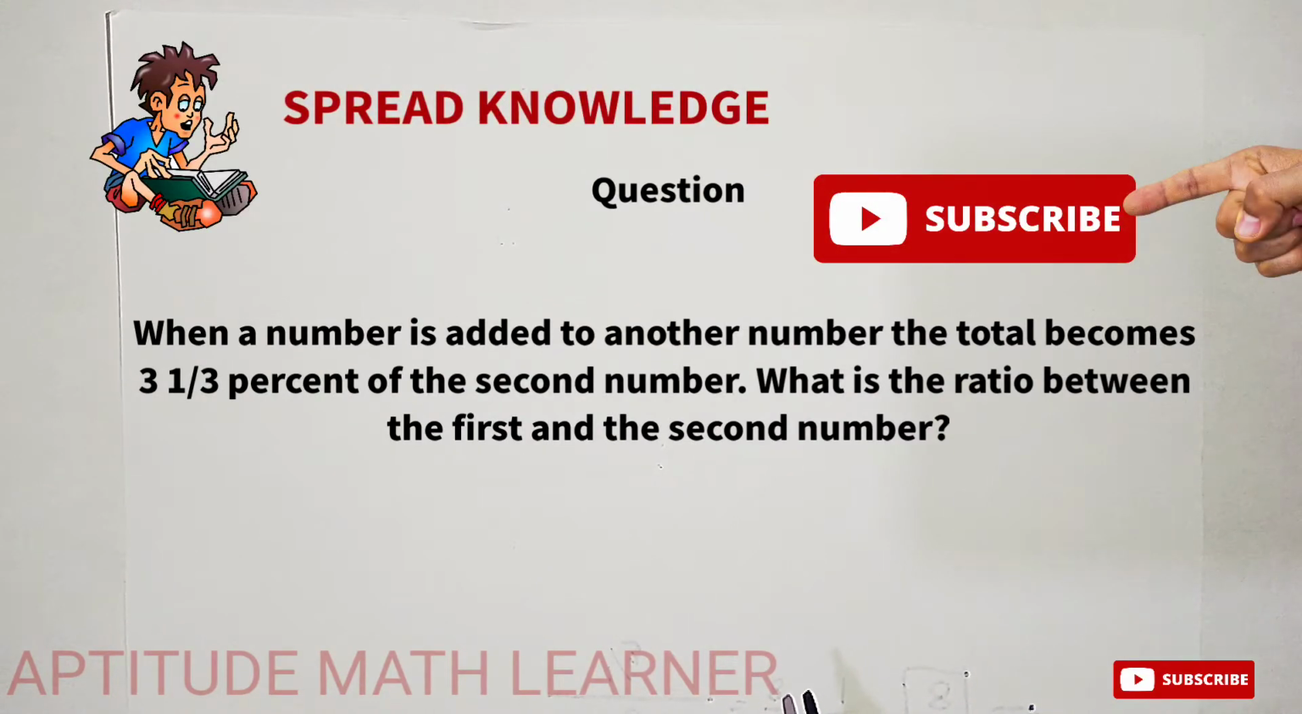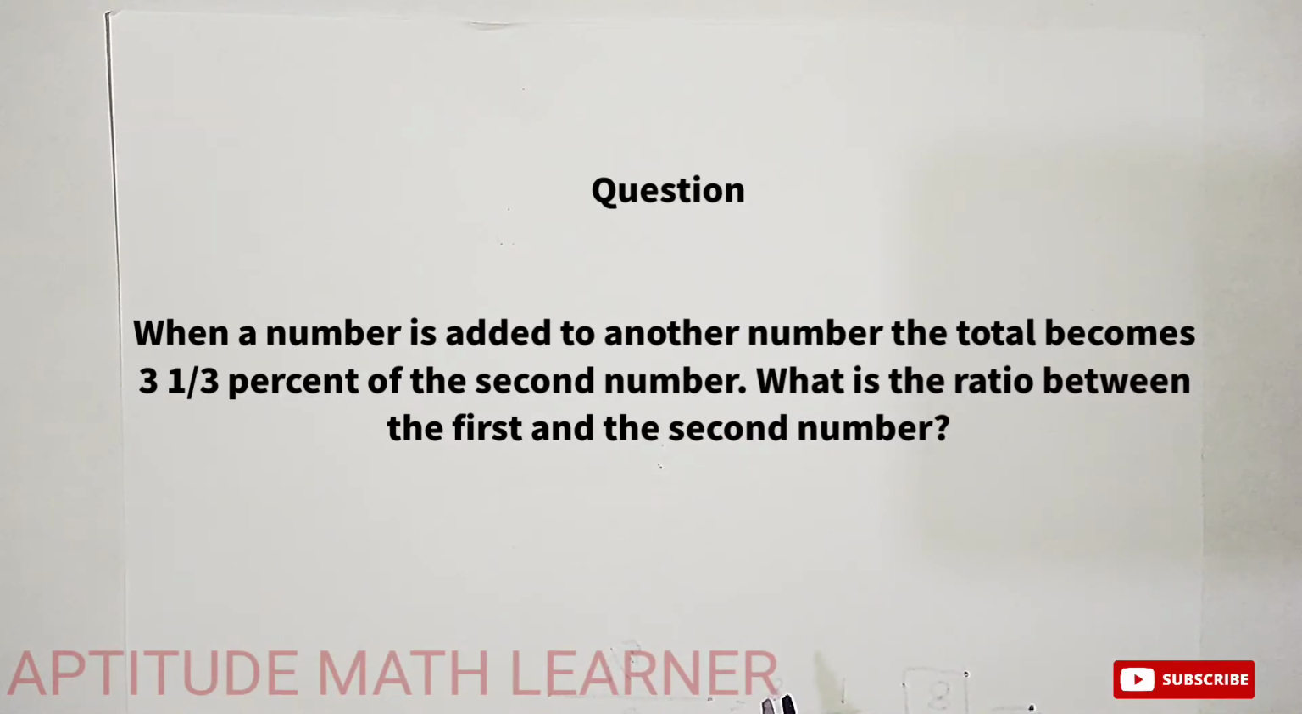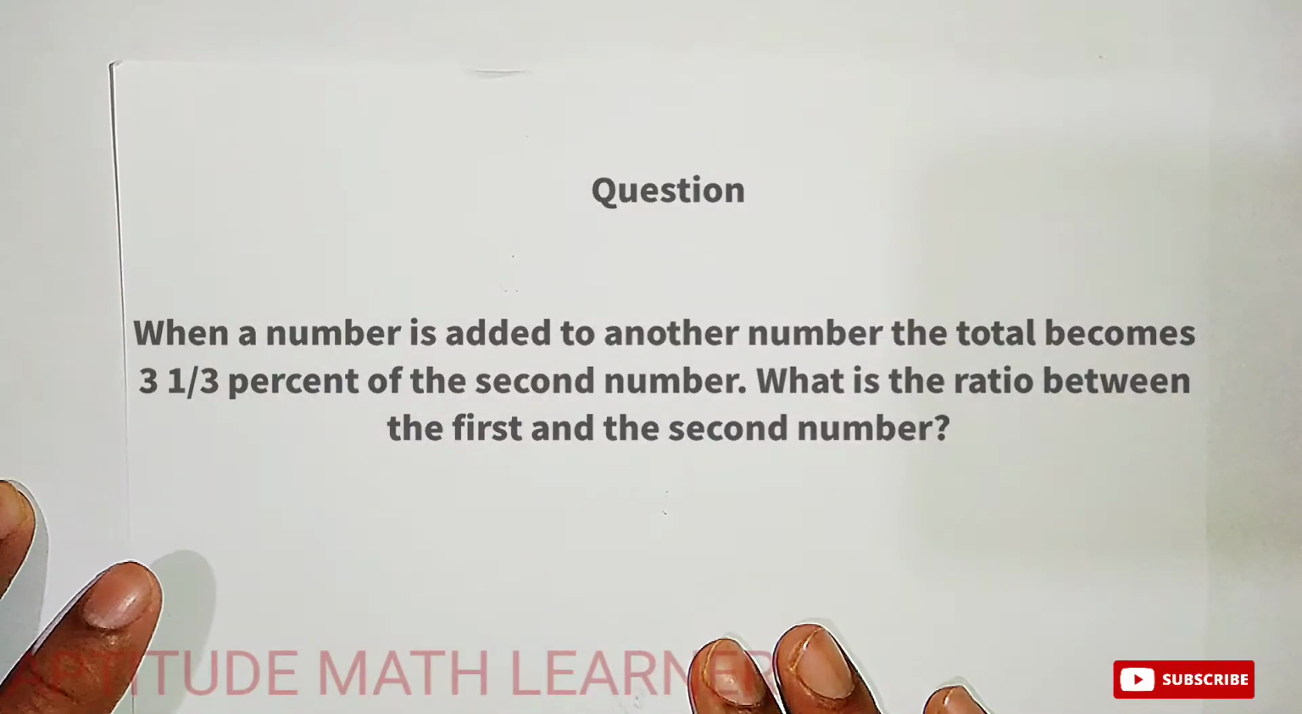Once again we are here with an interesting question, and the question is: when a number is added to another number, the total becomes 1/3% of the second number. And further, what is the ratio between the first and the second number? So here we have to find out the ratio between the first and the second number.